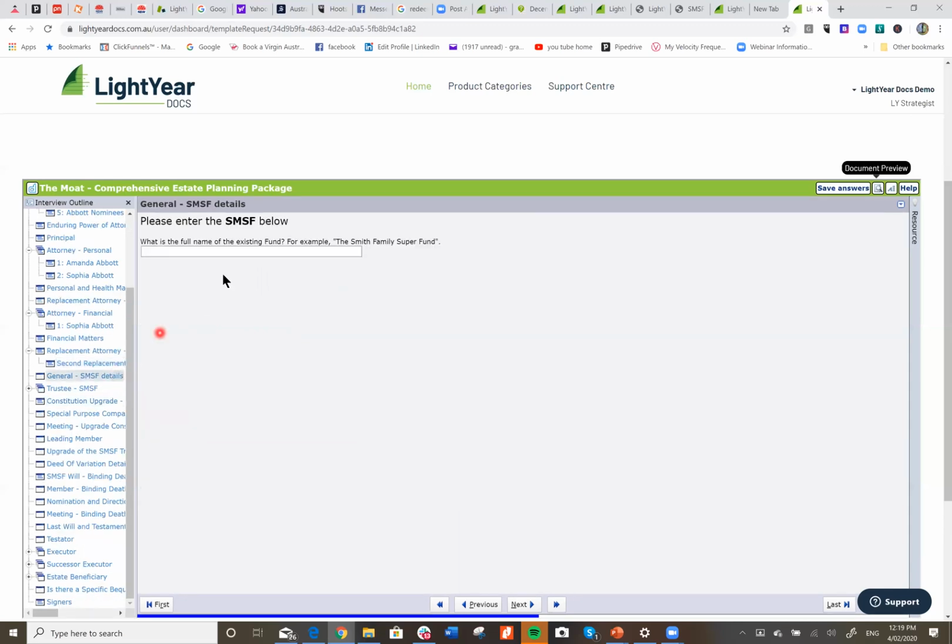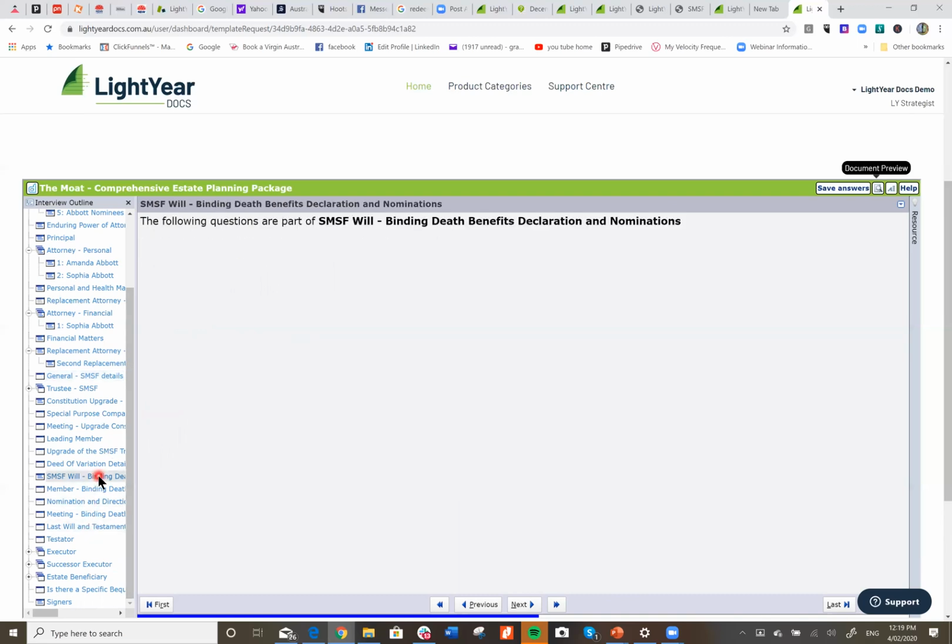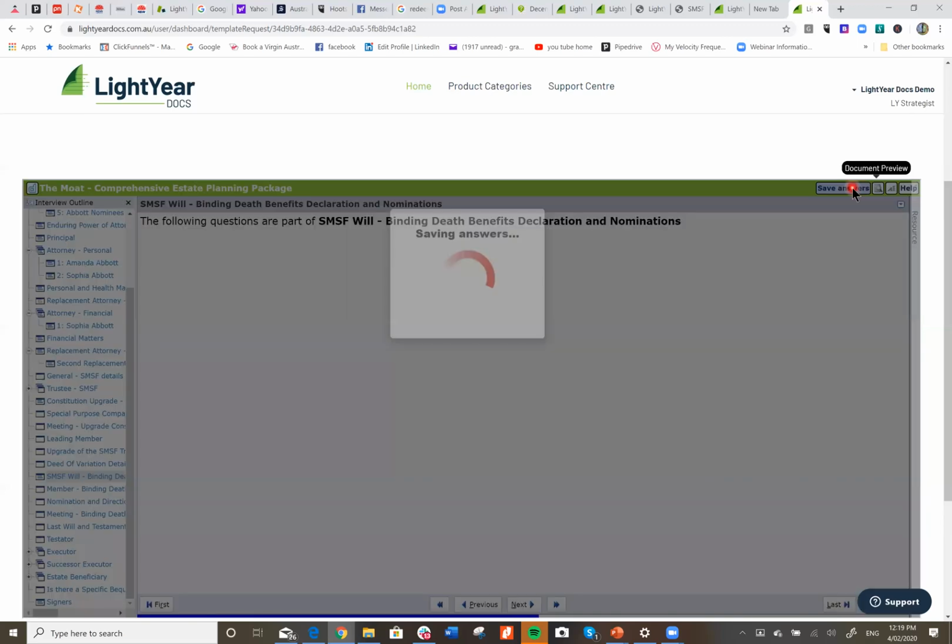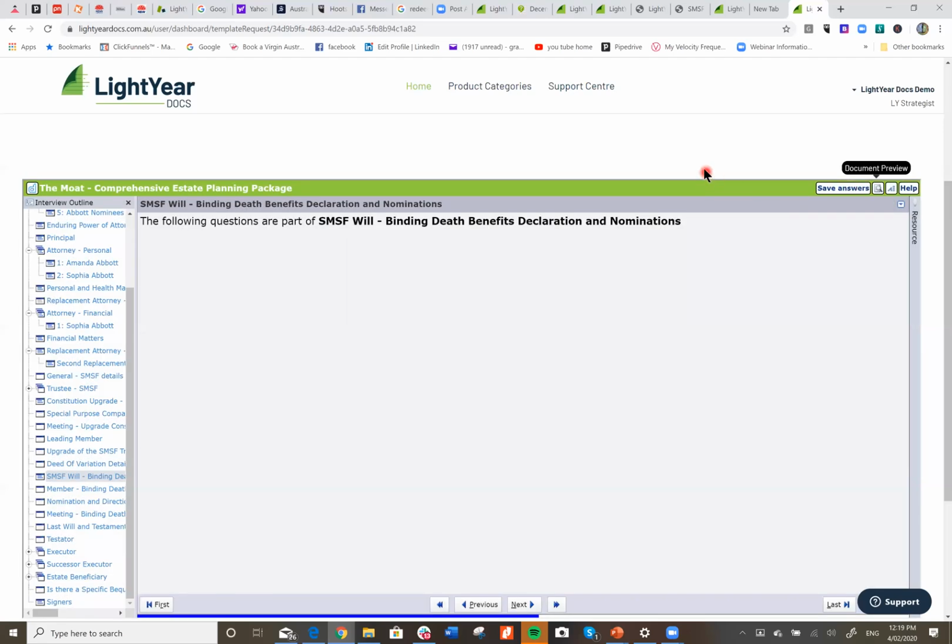So then we go through the SMSF upgrade, and you can see we're going through all this process. We go down last wills, we can do SMSF wills, executors, the whole thing. So it probably takes about 15 or 20 minutes, and that's the moat. And then at any point in time, we can save our answers so we can come back to it a little bit later on, but have a look up in the support centre for that.